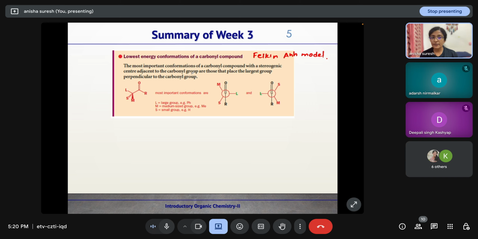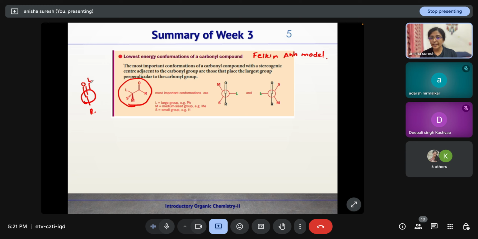The most important conformations of a carbonyl compound with a stereogenic center adjacent to the carbonyl group are those that place the largest group perpendicular to the carbonyl carbon. So we have this carbonyl group, and adjacent to that there is a stereogenic center. This is a chiral center, which is adjacent to the carbonyl carbon. When we draw the Newman projection, we will get different conformations, right?